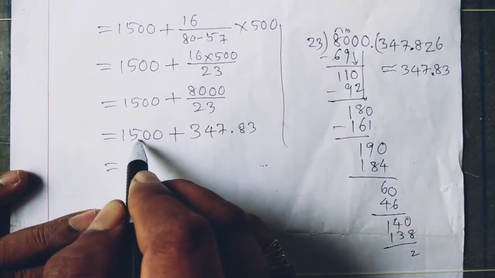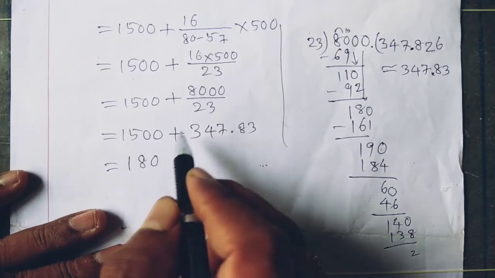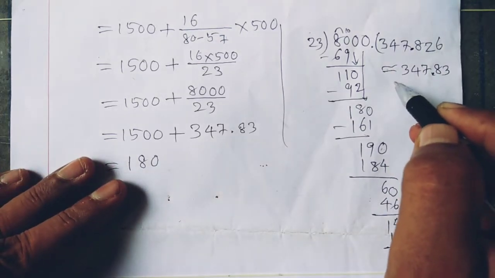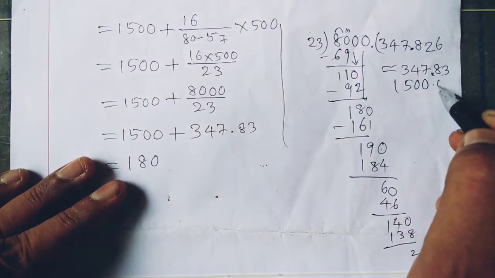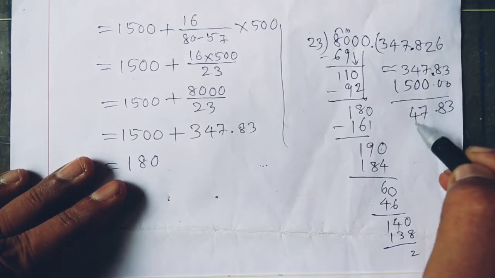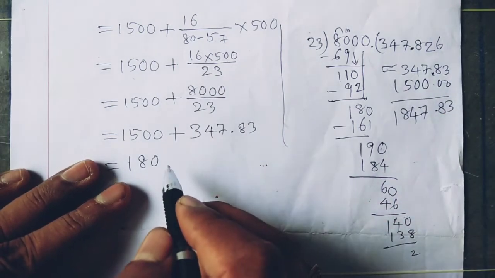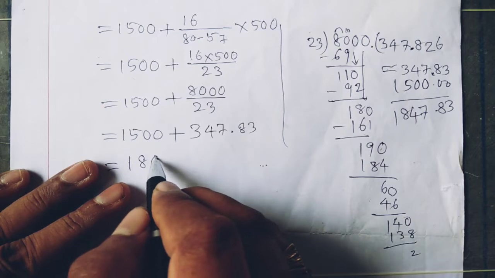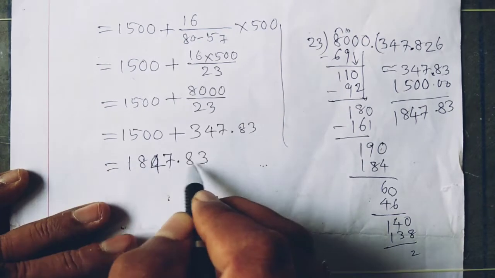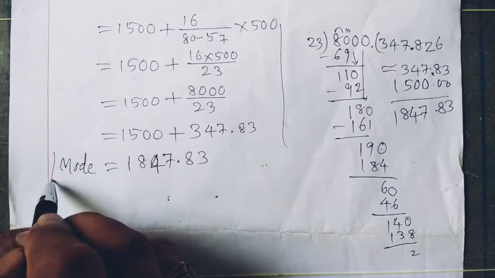Adding 1500 and 347.83, we get 1847.83. This is the mode.